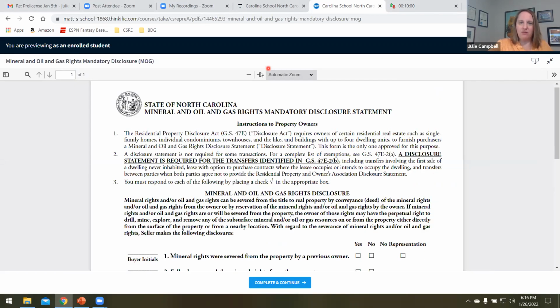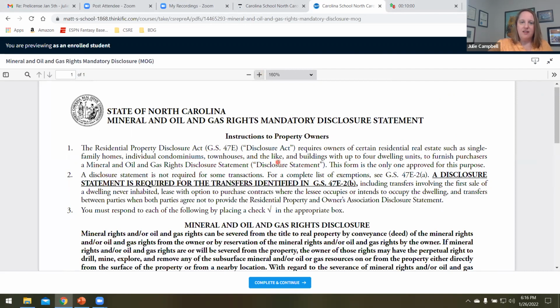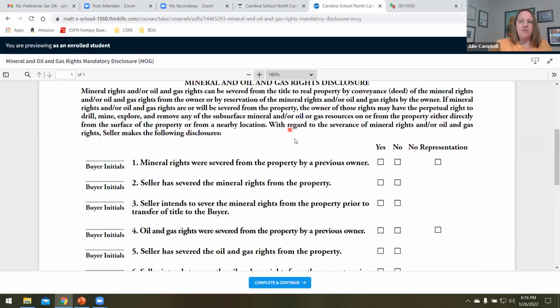The MOG, mineral and oil and gas rights, again, instructions to property owners, how they can complete this form. This one is a little different. The seller can't say no representation for everything. So if you want to see this form best, kind of divide it in two.